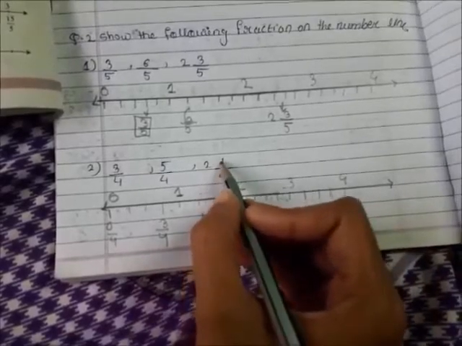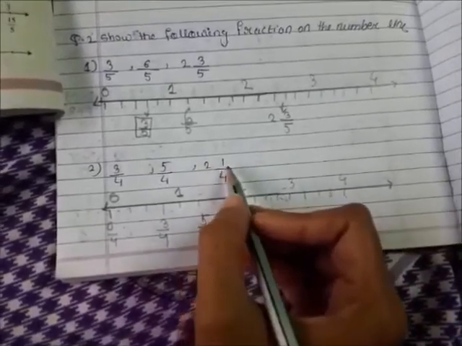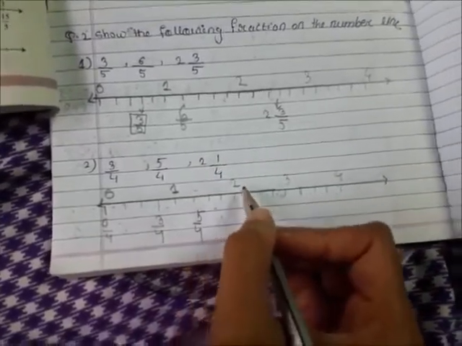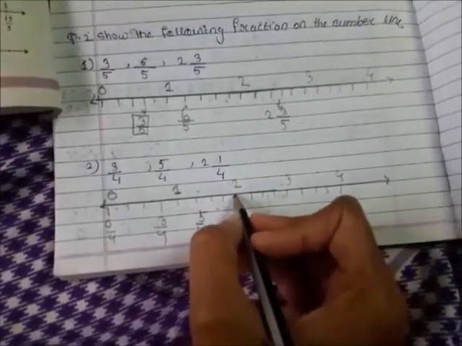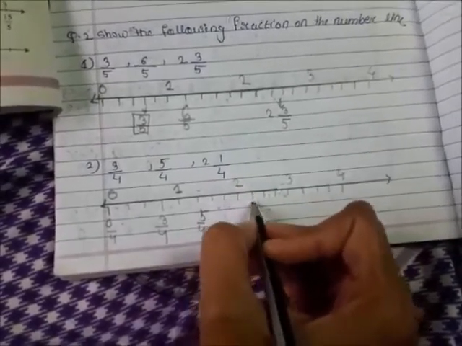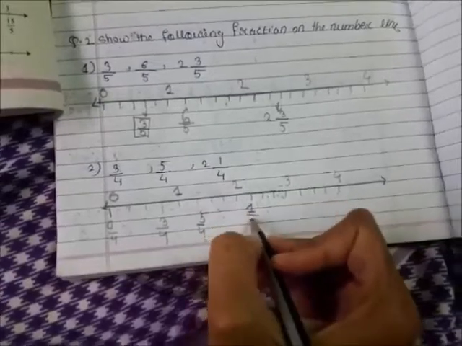After 5 upon 4, we are going to show 2 1 upon 4. 1 upon 4 means after 2, the 1. So this is my 2 and after 2 this is my 1 upon 4. Like this is our 1 upon 4. So in this way we have completed our practice set 11.